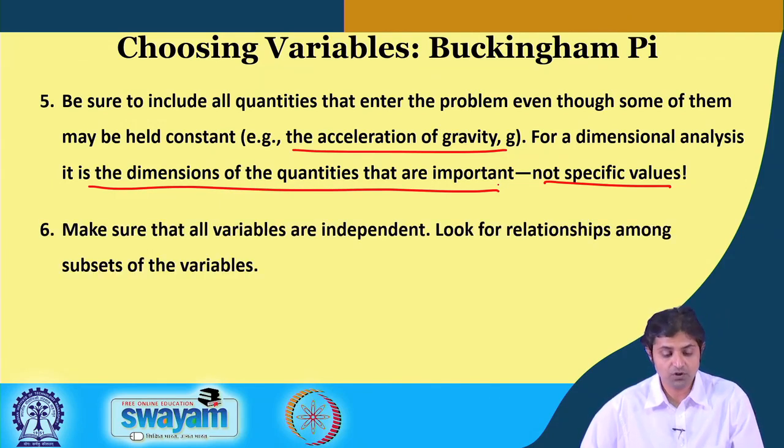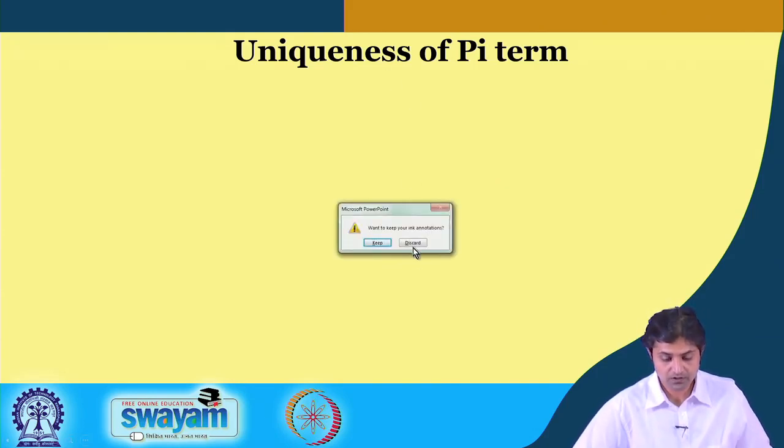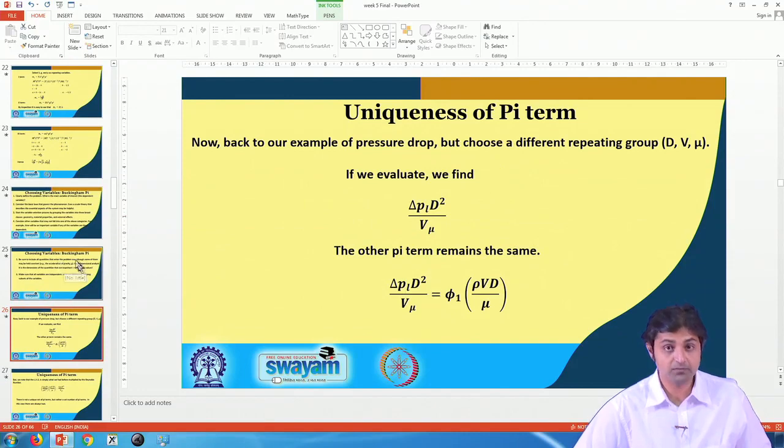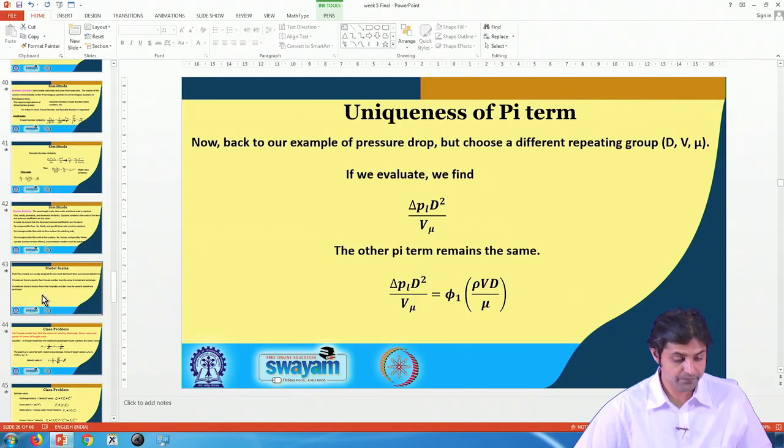You have to make sure that all those variables are independent. Look for relationships among subsets of those variables. Another topic is the uniqueness of pi terms. The pi terms should be unique. Before actually going to this, I would like to solve one problem that I have included towards the end.